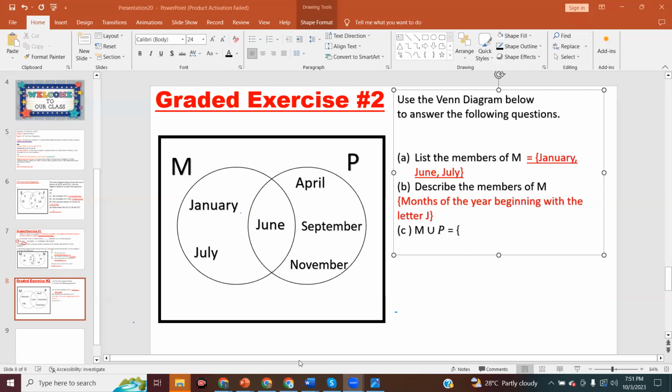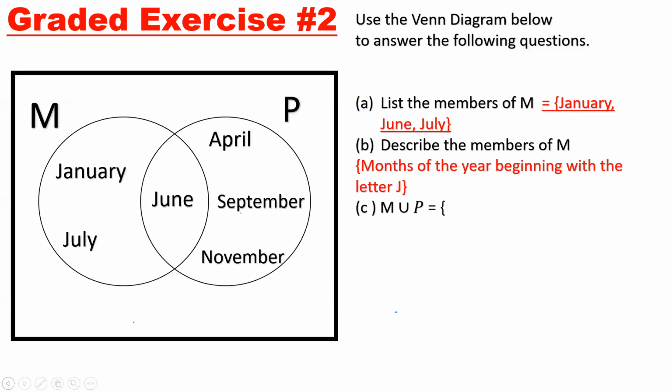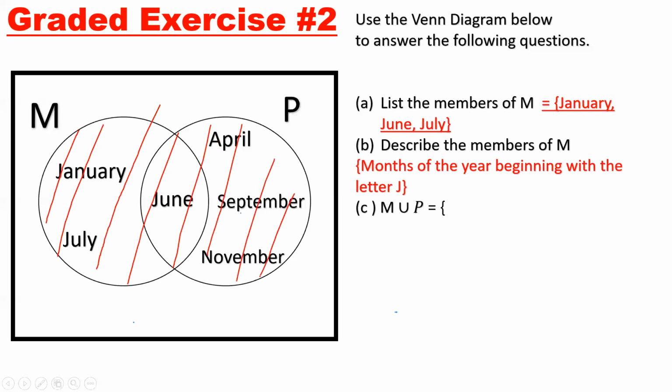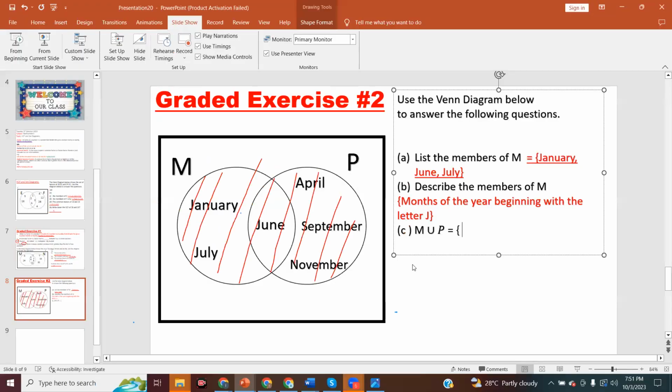All right. So the union, what does the union mean? When we say union, what do we mean? Join together. Combine. Very good. Like a family reunion, right? So all of the elements, January, June, July, September, all of them. The union will be all of the months of the year inside of these two sets, M and P.